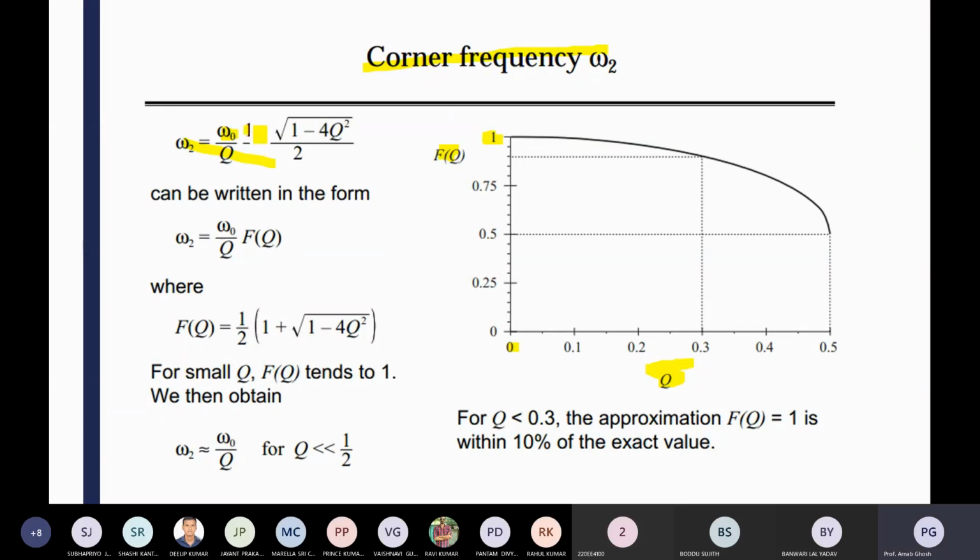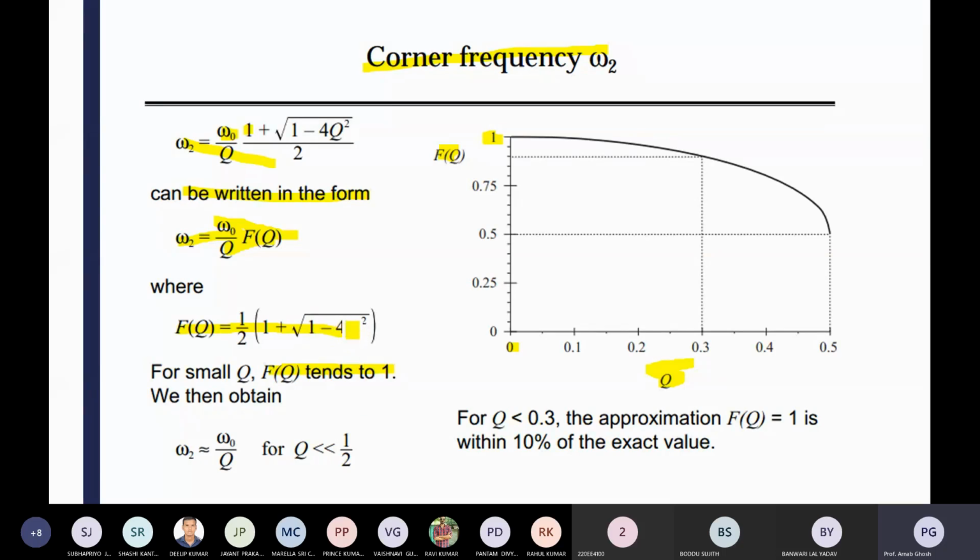Then you can see that omega 2 equals omega 0 by Q into F(Q). So what is the value of F(Q)? F(Q) equals half into (1 plus root under 1 minus 4Q square). If Q tends to 0, then it is 1 plus 1, so F(Q) equals 1. Then if you make Q equal to 1, it is 1 minus 4, so a complex value will come, root under minus 3.